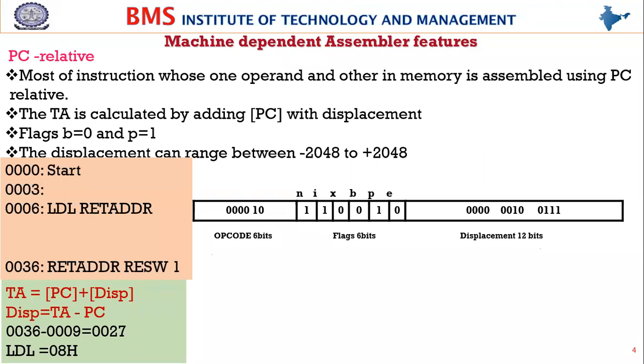And now the displacement. What is the displacement? 0027. We have a 12-bit displacement, so we cannot represent 0027 in full; we are representing 027. That's the displacement. So the first 4 bits are zeros. The next 4 bits represent 2. The next 4 bits represent 7. 0111 is a 7.